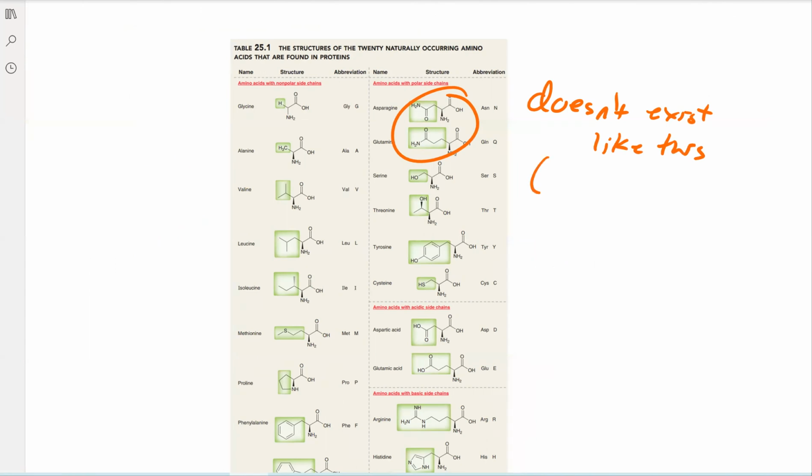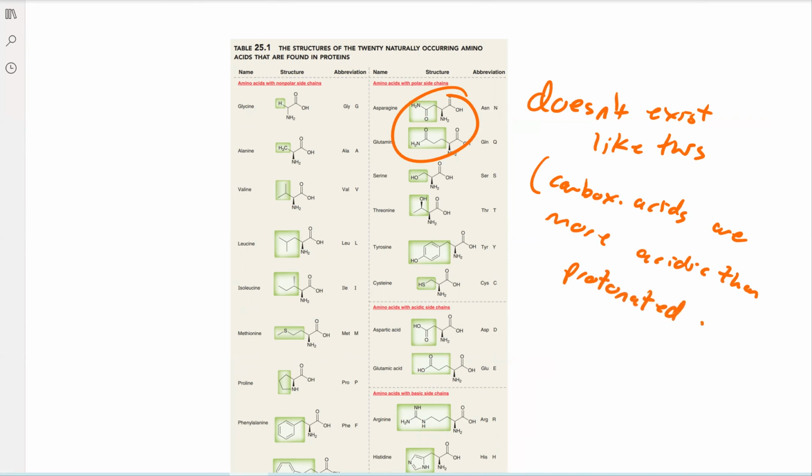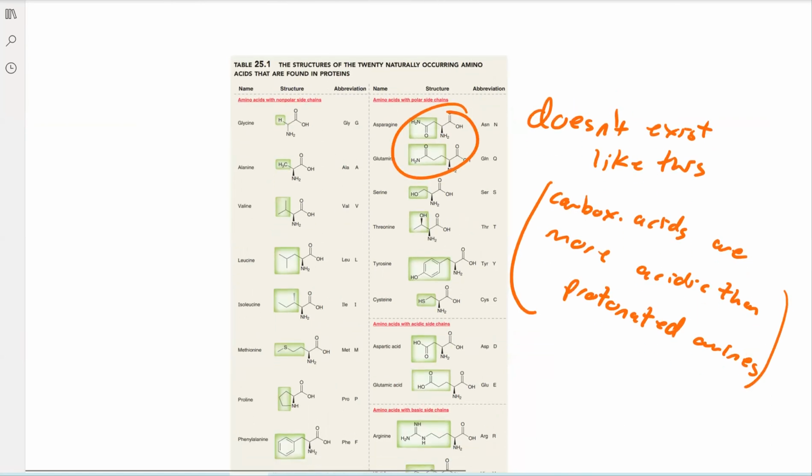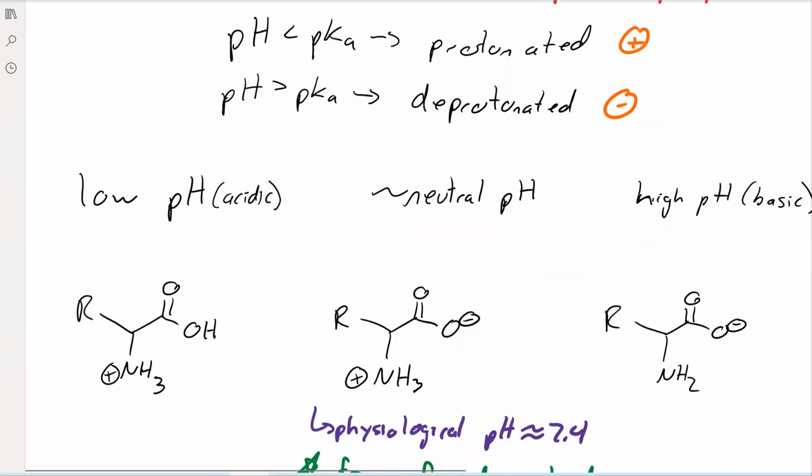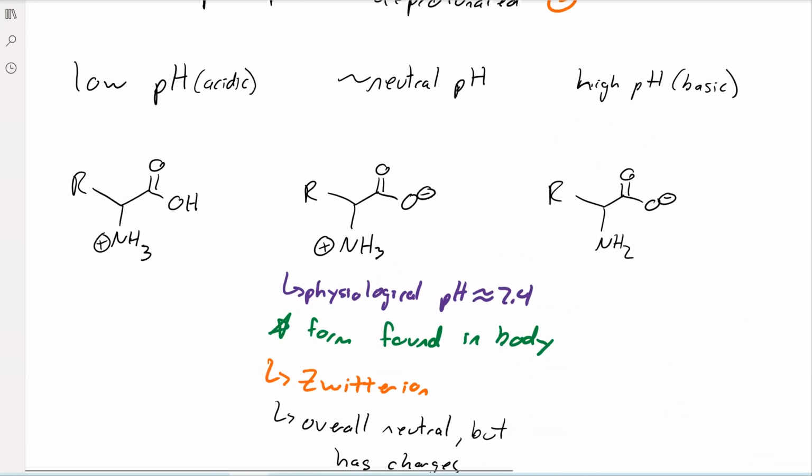And that's the reason that it doesn't exist like this, is because carboxylic acids are more acidic than protonated amines. So if this compound really did exist, this amine would just grab this H off of this carboxylic acid. So anyways, that's funny. pH, very important. pKa, very important when it comes to biochemistry and amino acids.